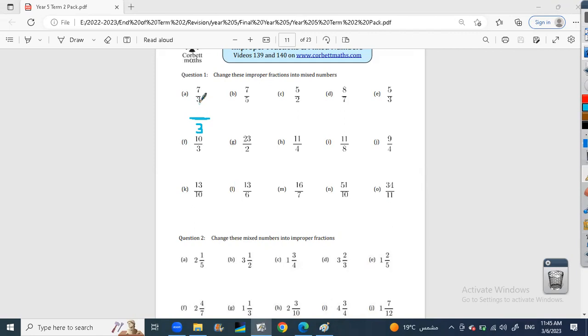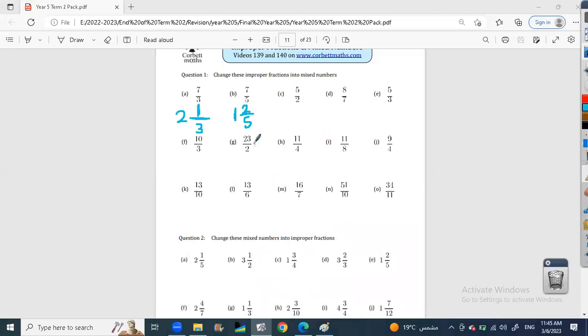What is next, mister? Ask yourself, how many 3s are in 7? I have 2 3s, mister, which make a 6. 2 3s and 1 will be left over, remainder 1. Let's try the next one. 5 stays the same. How many 5s are in 7? I have 1 5 only in 7, but there will be 2 remainder, 2 left over.